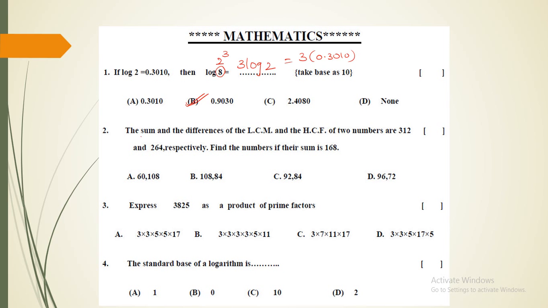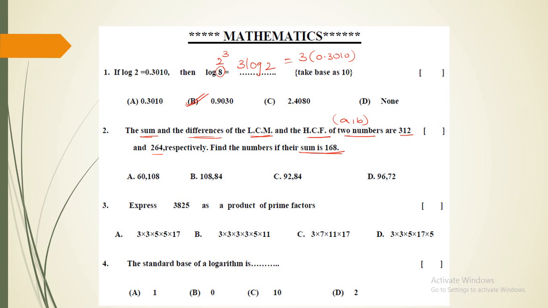Next, the sum and the difference of the LCM and HCF of two numbers. Let the two numbers be A comma B. Their LCM and HCF are taken, and their sum and difference are given here, 312 and 264. Then find the numbers if their sum is 168.